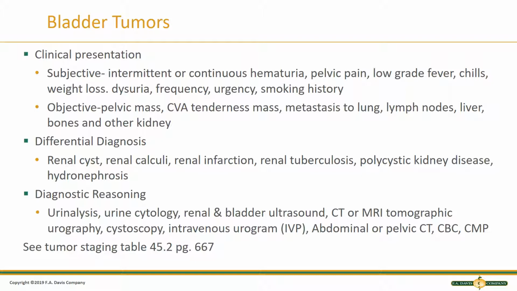Renal and bladder ultrasound, you're looking for a tumor. You may be looking for an obstructive process at the level of the ureter or above. Imaging may come in the form of CT or MRI when you're wanting to evaluate the ureteral system. And again, caution you for using contrast media in these patients who have processes going on in their renal bladder system. Please be sure that you review the information for tumor staging on table 45.2 on page 667 in your textbook.